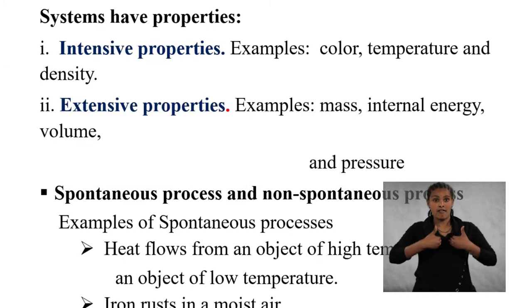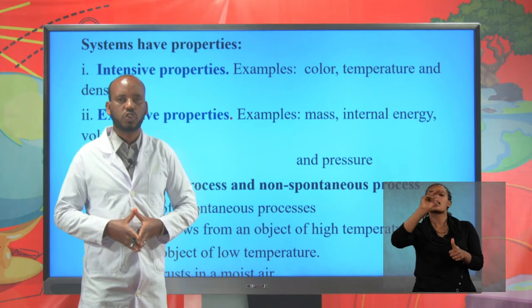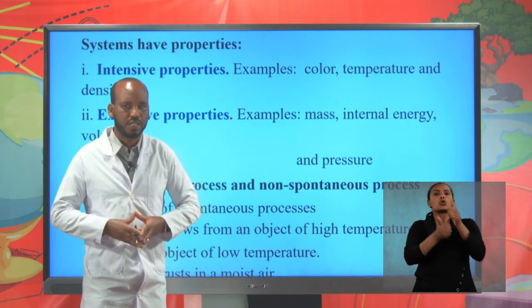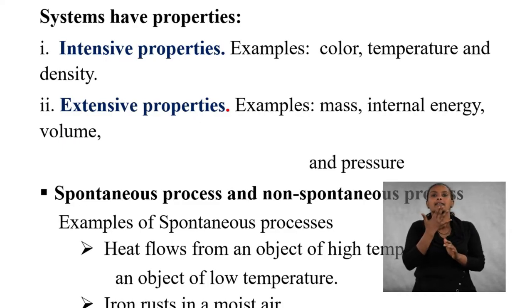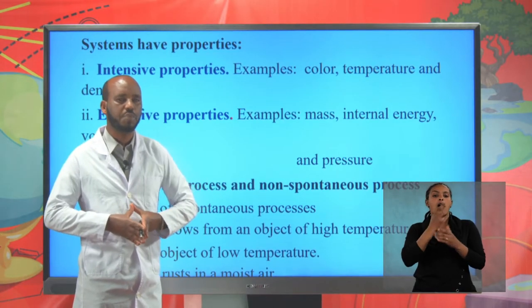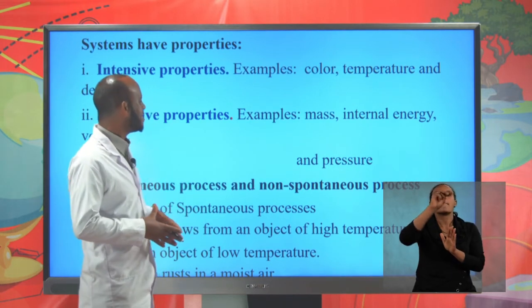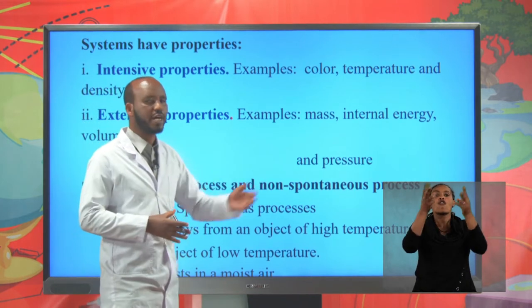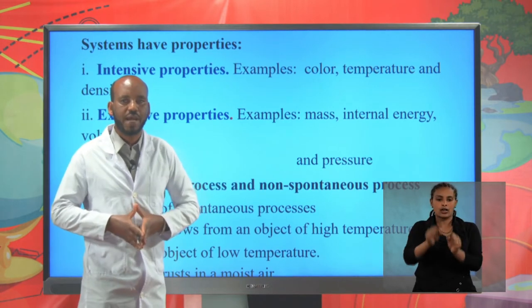Systems have properties. One, intensive properties. Intensive properties are those properties which do not depend on the amount of matter. Examples: color, temperature, and density. Two, extensive properties. Extensive properties are those properties which depend on the amount of matter. For example, mass, internal energy, and volume are examples of extensive properties of a system which depend on the amount of matter.